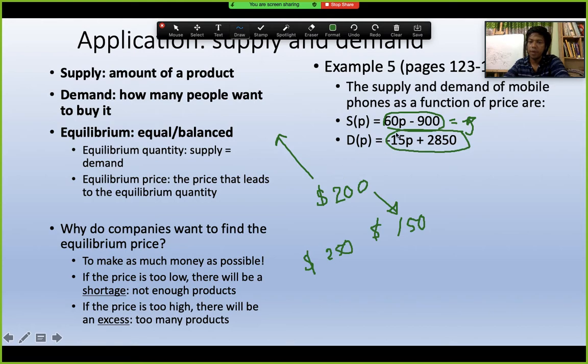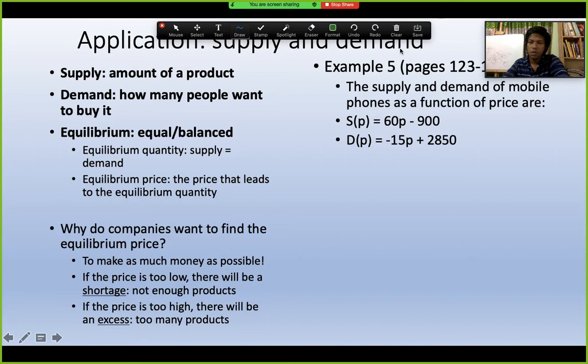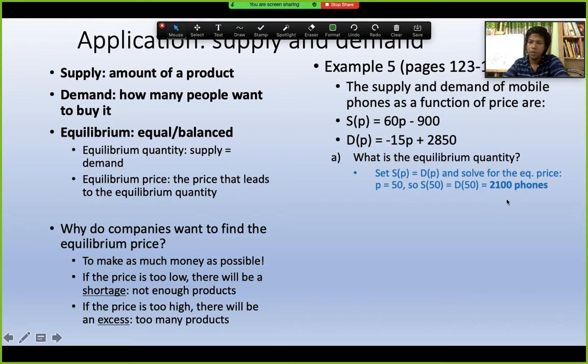That equilibrium price actually finds all of them. So if you want to find the equilibrium price from these two functions, what you do is write the supply function equal to the demand function. Then you find that the equilibrium quantity is 2100 phones, and the price is $50 for this math.